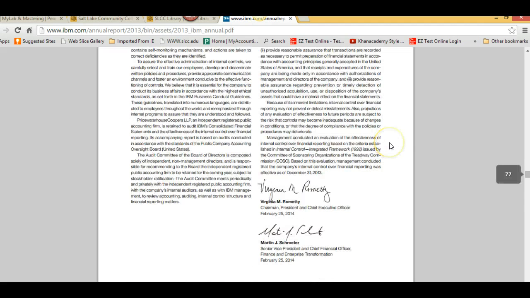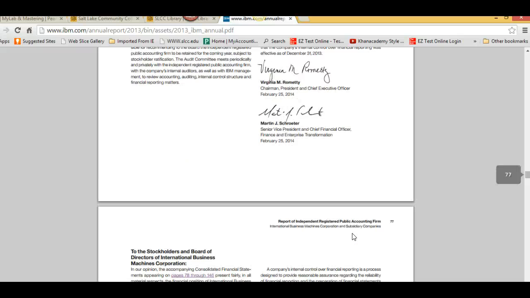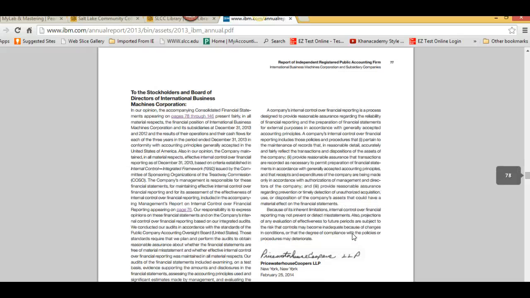Whoever signs this report, in our case, Virginia, the CEO, and Martin, the CFO, is attesting to the adequacy of internal controls to generate accurate financial statements. If it is found that the financial statements are grossly negligent, both Virginia and Martin face up to 20 years in prison and a $250,000 fine. So the teeth in Sarbanes-Oxley are not fooling around anymore.